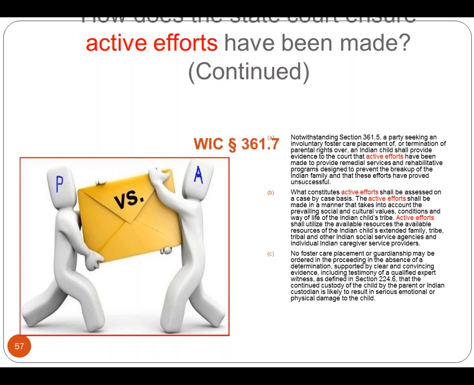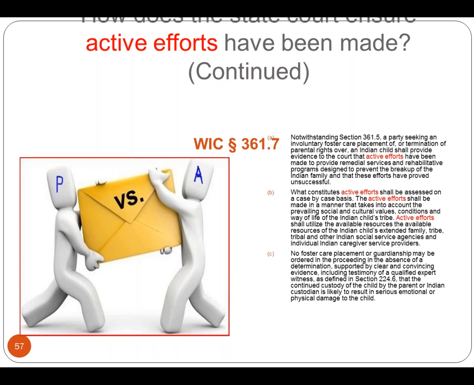Now that's not so different than the new regulations, but remember, the new regulations give us examples. California law does not. Active efforts shall be made in a manner that takes into account the prevailing social and cultural values, conditions, and way of life of the Indian child's tribe. Active efforts shall utilize the available resources of the Indian child's extended family, tribe, and tribal and other Indian social service agencies, and individual Indian caregiver service providers.